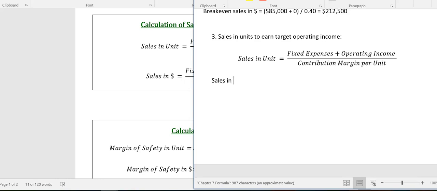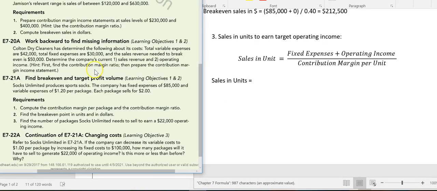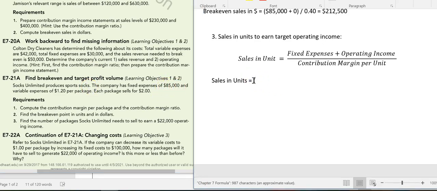So sales in units will be your fixed expense, which you already know. We did it few times. I can show you the problem. Again, fixed expense is $85,000. And your operating income, remember this time it's not zero. We are not talking about the break even. We are talking about a certain operating income. Our target operating income is $22,000. So that is our target operating income. So for operating income, I will plug in $22,000.